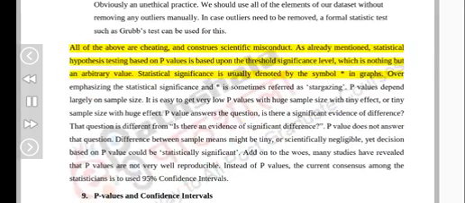As already mentioned, statistical hypothesis testing based on p-values is based upon the threshold significance level, which is nothing but an arbitrary value. Statistical significance is usually denoted by the asterisk symbol in graphs. Overemphasizing the statistical significance and asterisk is sometimes referred to as stargazing.